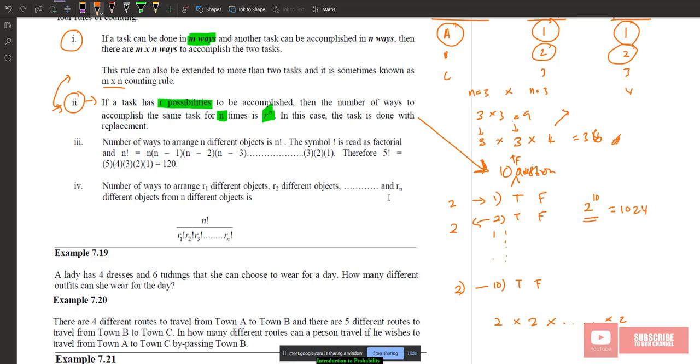Basically, if you do a summarization using a mathematical theory, you will get 2 power of 10, right? Because each task, each question, has the same possible outcome, right? So let's look at formula number 3.